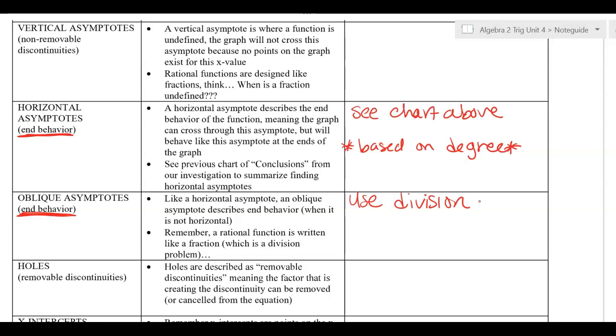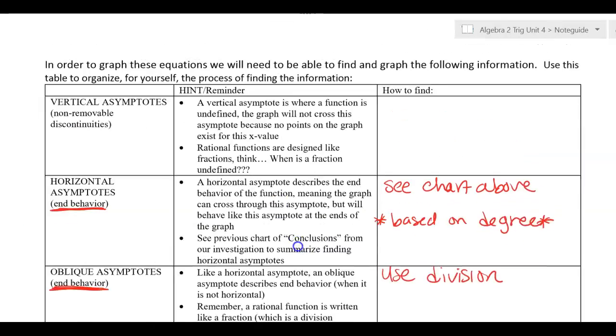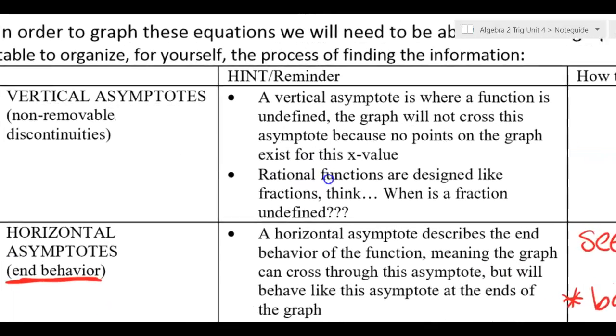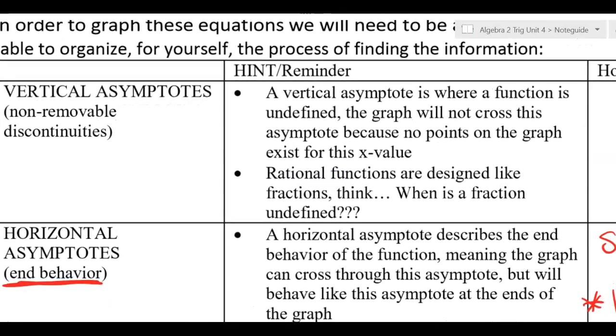Like, is it really steep? Is it not so steep? And we'll look at those things, okay? The third type of asymptote that we can have is a vertical asymptote. We talked about these yesterday, okay? They are specifically when the function is undefined, okay? And when is a fraction undefined? When there's a 0 in the denominator.